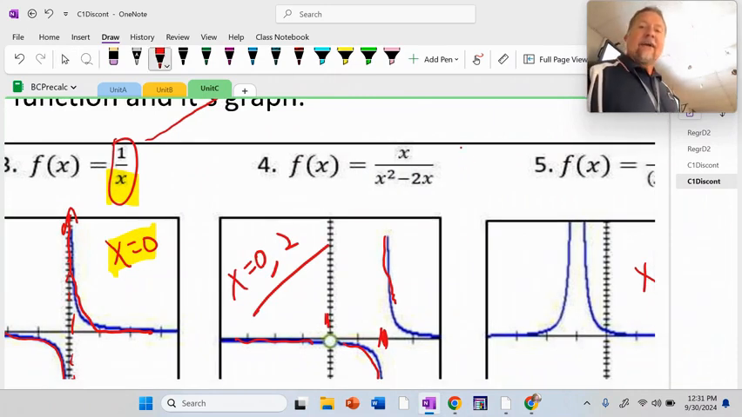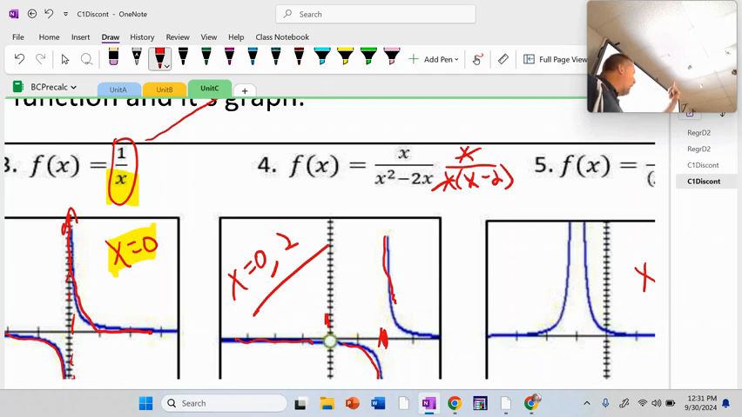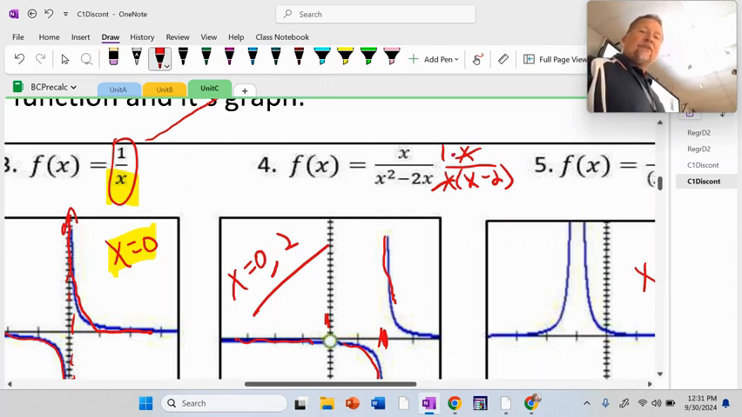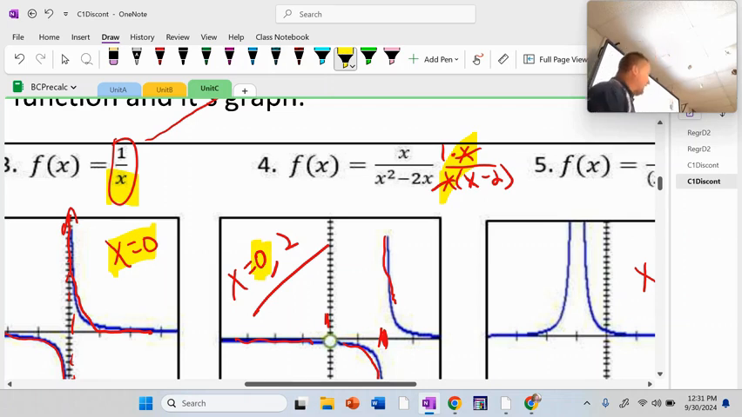Okay. x over x times x minus 2. What happens to the x's? They cancel. Now this makes me sad. Last hour was doing this. What's left up in the numerator? 1. Not 0. So there is a 1 up there. So where is this hole located? It's located at, there's the cancellation. This is where the hole is located.